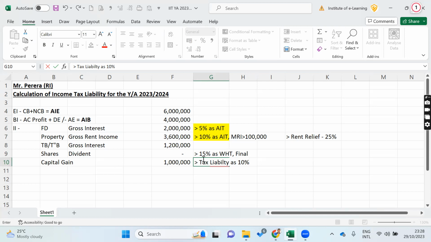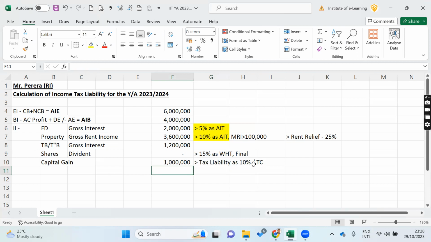Anyway, this particular income you have to consider at 10%. This particular 1 million. Tax only the capital gain at 10%. And again, then the tax credit. Under tax credit, you have to take that particular tax credit also, right? 10%, because the tax is already paid.